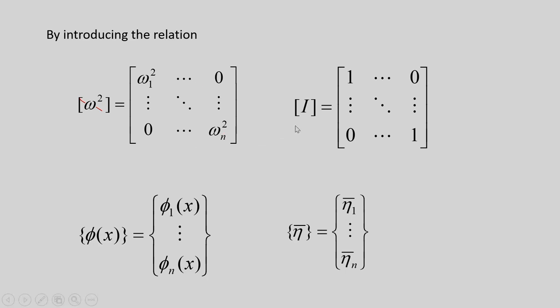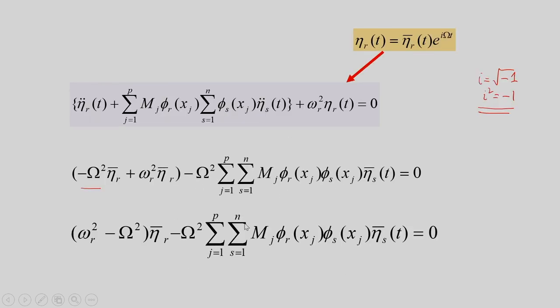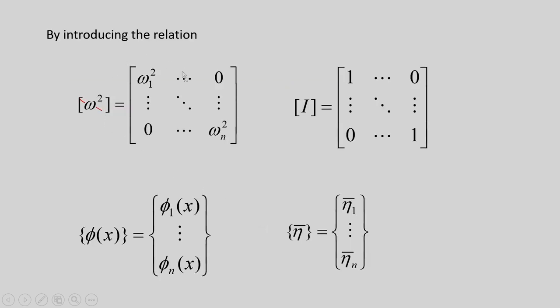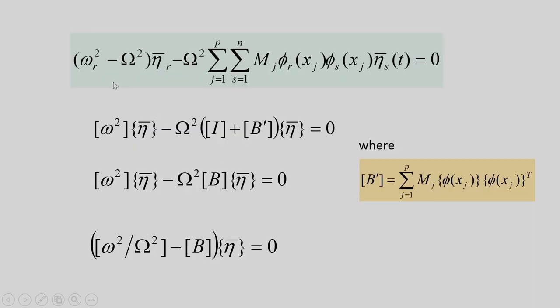Similarly, we take a unit matrix, that is the diagonal elements are 1, and then the vector of mode shapes phi(x). Because mode shape number varies from 1 to n, we write it in vector form phi 1(x), phi 2(x), like that up to phi n(x). And eta bar(t), the time dependent coordinate, we write again in vector form eta 1 bar up to eta n bar. Eta is the generalized coordinate, and the suffix 1, 2, 3, etc. denotes the mode number. So this relation we want to express in matrix form, and therefore we identify some matrices that can be used. So this is our expression.